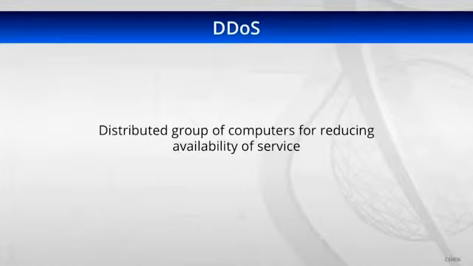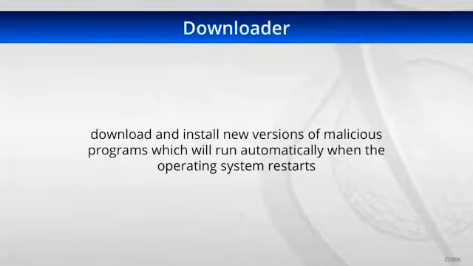Distributed denial of service, remember this is a generic thing. Distributed group of computers for reducing the availability of a particular service. We'll talk more about DOS in its own, DDoS in its own section. A downloader, this is exactly what it says. It downloads new versions of malicious programs and they'll run automatically at intervals.